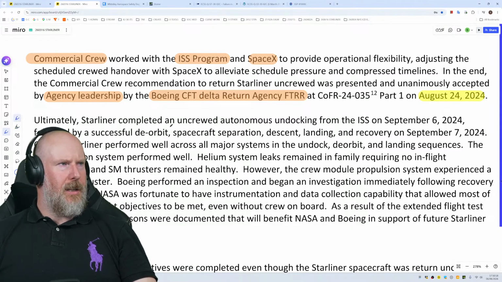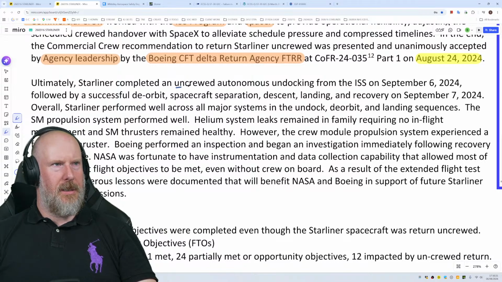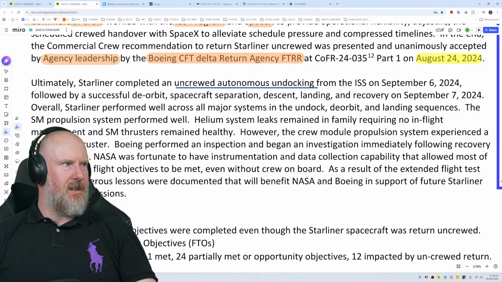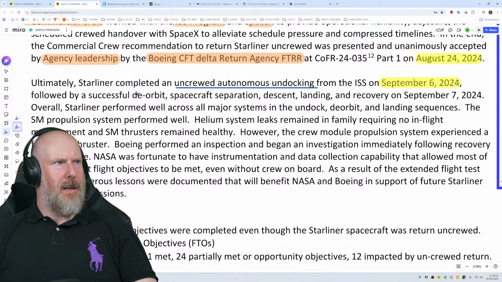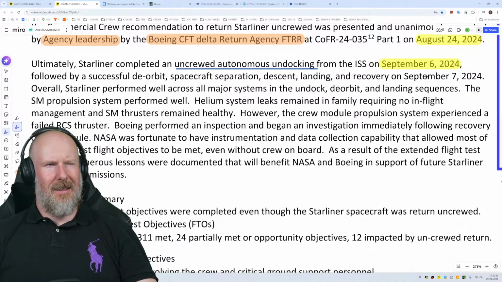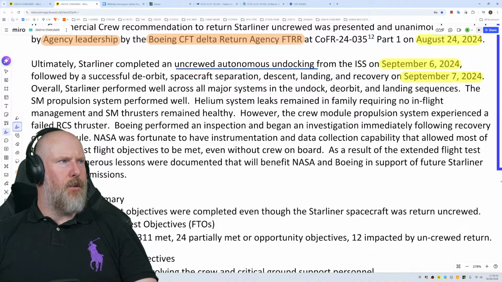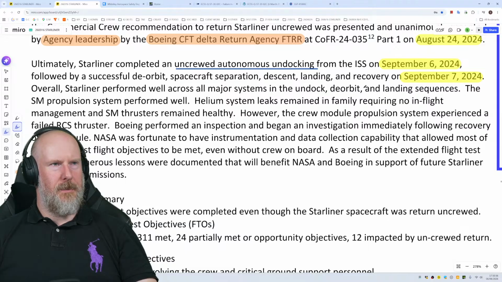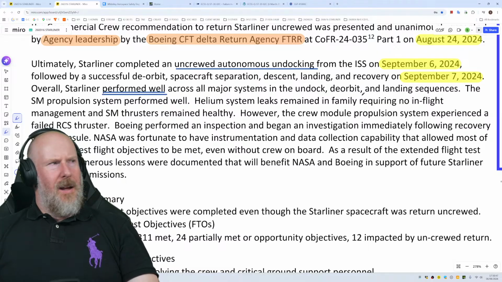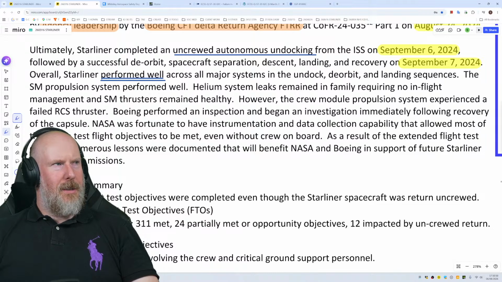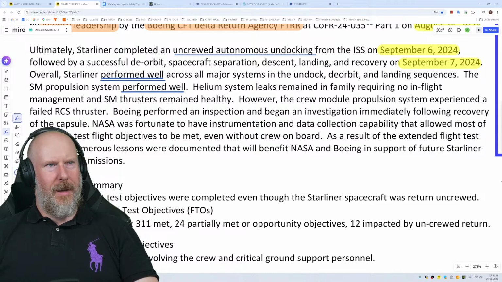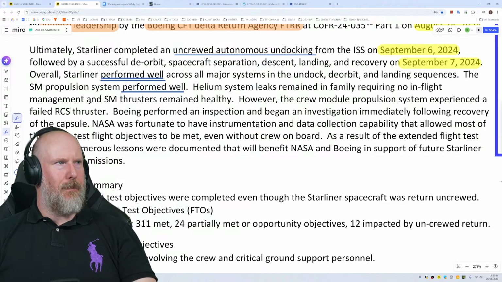Ultimately, Starliner completed an uncrewed autonomous undocking from ISS on September the 6th, followed by a successful deorbit, spacecraft separation, descent, landing and recovery on September the 7th. Overall, Starliner performed well across all major subsystems in the undock, deorbit and landing sequences. The service module propulsion system performed well. Helium system leaks remained in a family requiring no in-flight management, and service module thrusters remained healthy.